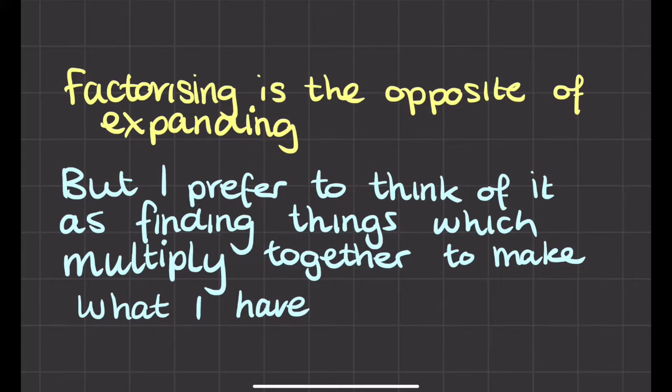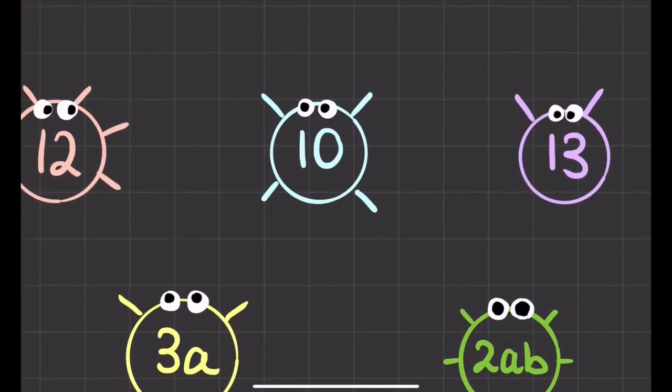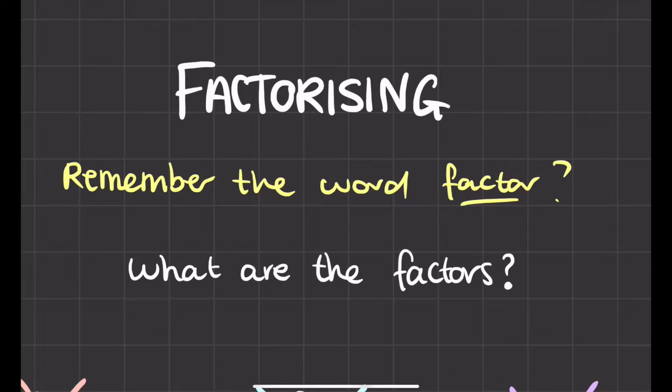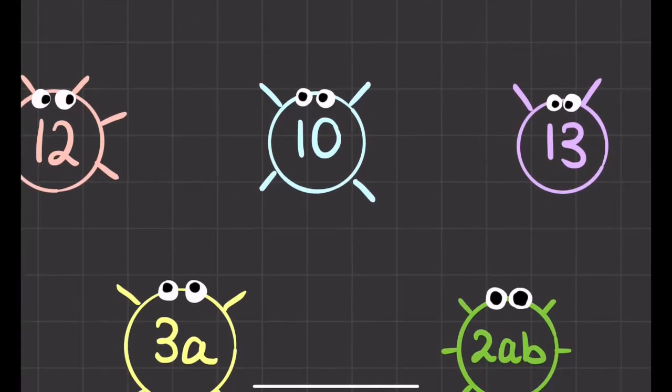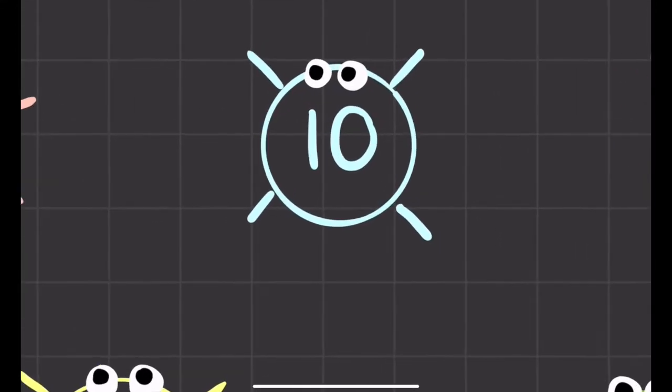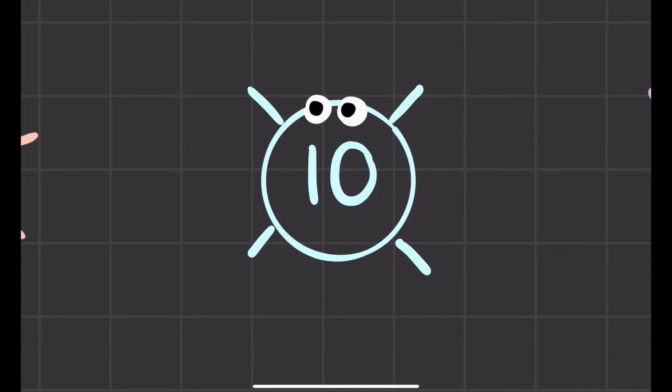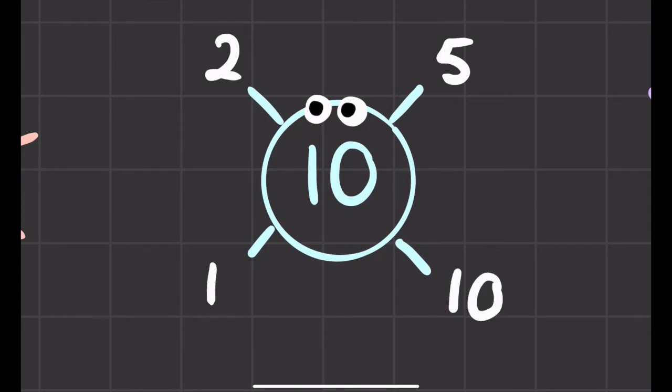So, just to get us going with this, we need to remind ourselves what a factor is, because it's in the name, isn't it? Factorising, factor. So what are factors? Well, maybe this will jog your memory. We've got some factor bugs here, and I could try and write down all the factors for this number. So what are the factors of 10? I've got 2 and 5, because 2 times 5 makes 10. And I've even got 1 and 10, because 1 times 10 makes 10. So I could write the number 10 as 1 times 10, or 2 times 5. I could write it as a product of its factors.